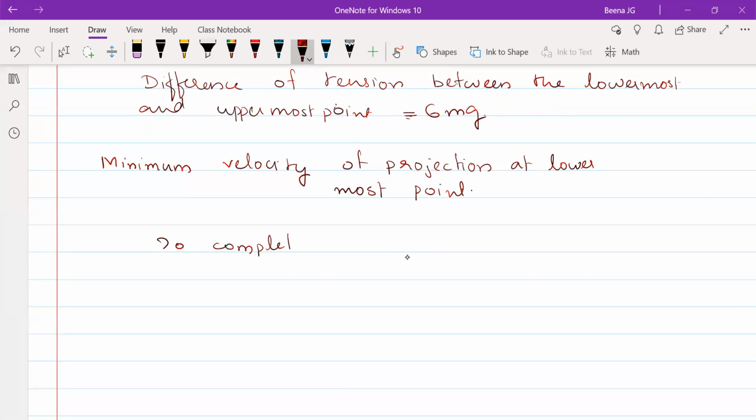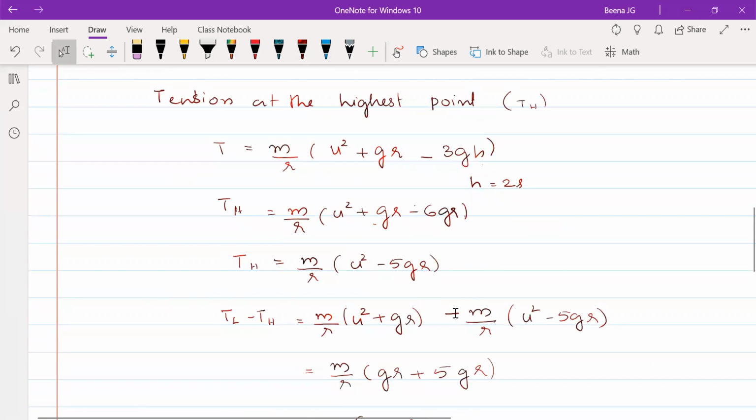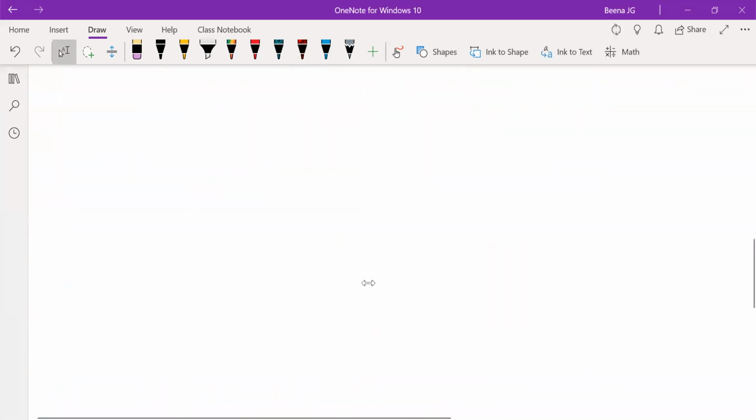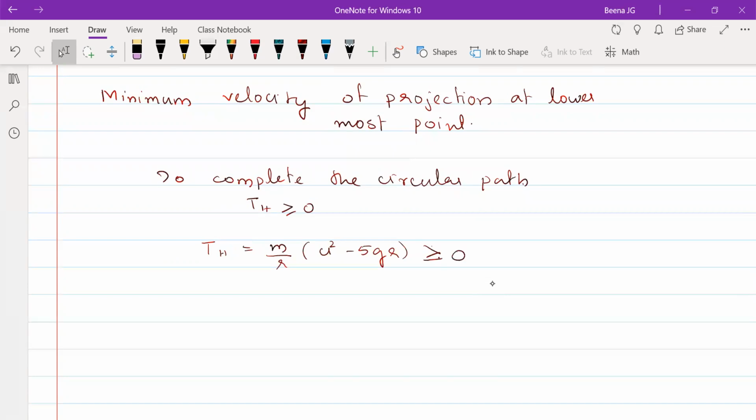To complete the circular path, T_H should be greater than or equal to 0. Remember that tension will never slack the string. That's something to be always remembered. So what was the expression for T_H? It is m by r into, well, let me just copy it and take it down. This is the value of the tension we have. So this should be greater than or equal to 0.